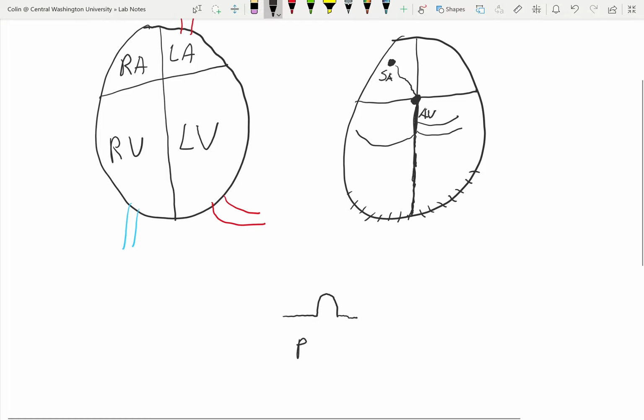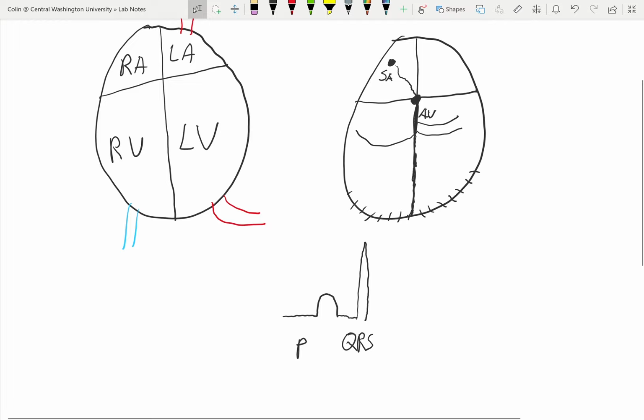That's good. Then when the AV node sends the signal down the other wiring in the heart and the ventricles squeeze, we get the QRS complex. So that's that big triangle guy that looks like that. And we call that the QRS.